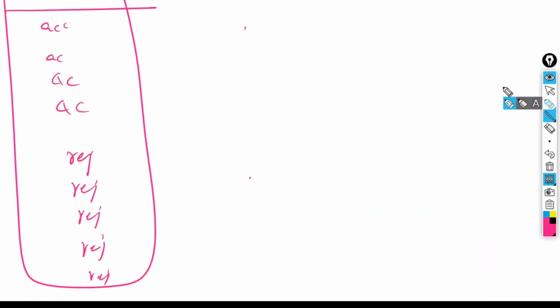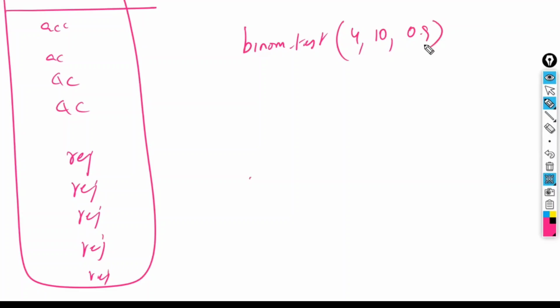Now the same question, assume that in Naresh IT, the same 10 students are there, out of which 4 students are accepting the trainer. 6 students are rejecting the trainer. Now the Naresh IT team wants to check whether 90% of the people are accepting or not. Now what are we going to do? Binom underscore test. How many people are accepting? 4 out of 10. Whether it is satisfying 90%, that you have to write like this, 0.9.